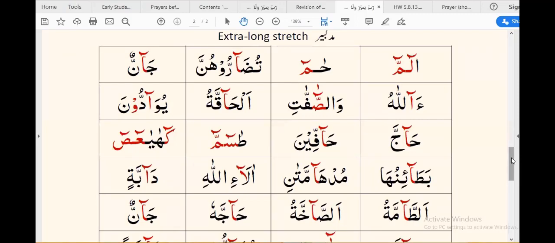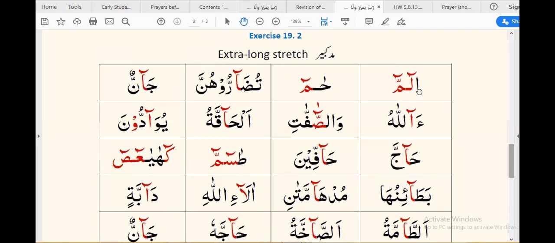Okay, so let's start from here. What you do in this example is that because this alif doesn't have any symbol or sign on it, you pronounce it as the letter. Okay, so I would pronounce this as alif. Alif. Well done. Now both this lam and this mim have a Maddul Kabir on it.